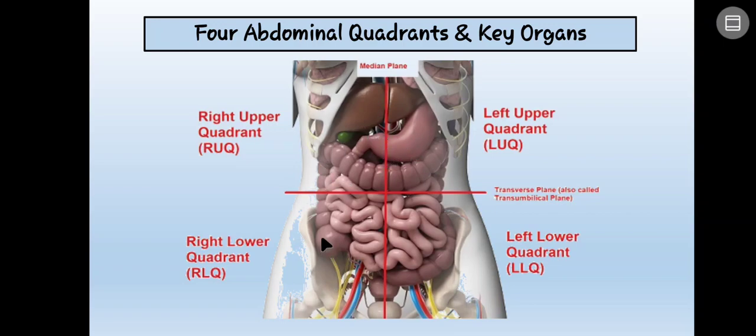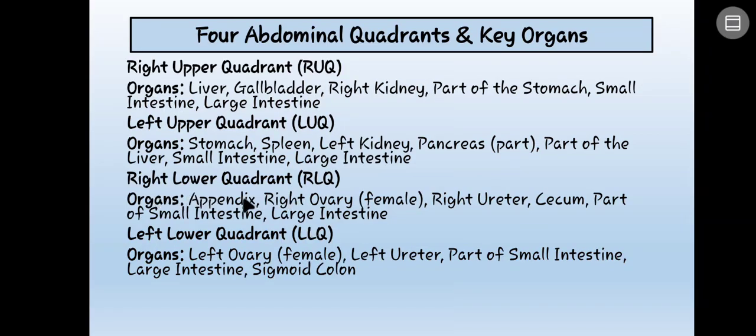Let's go to the right lower quadrant. You can definitely see a portion of the large intestine, a portion of the small intestine. We can see a portion of the rectum. We can see a portion of the bladder will definitely be there. Okay, so in the right lower quadrant, the appendix is there, the right ovary for the female, the right ureter, the cecum, part of the small intestine, and part of the large intestine.